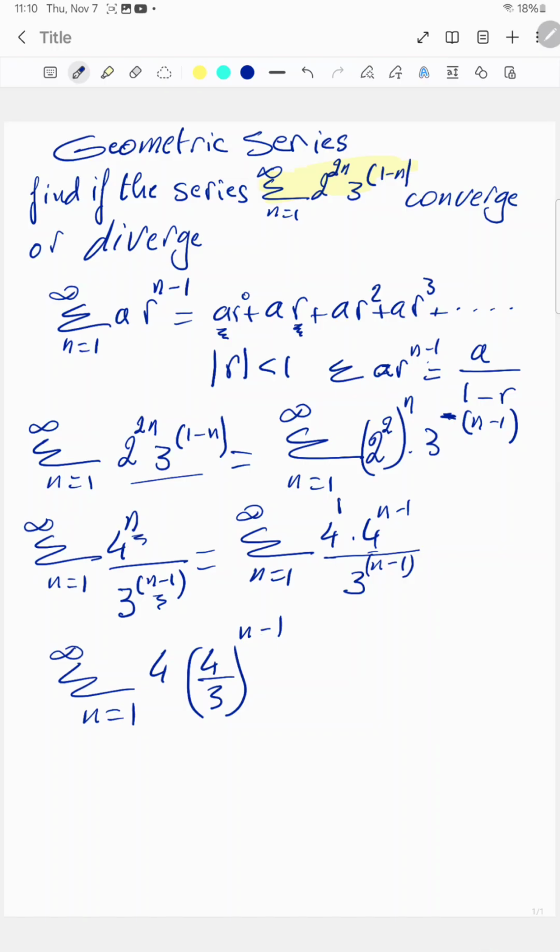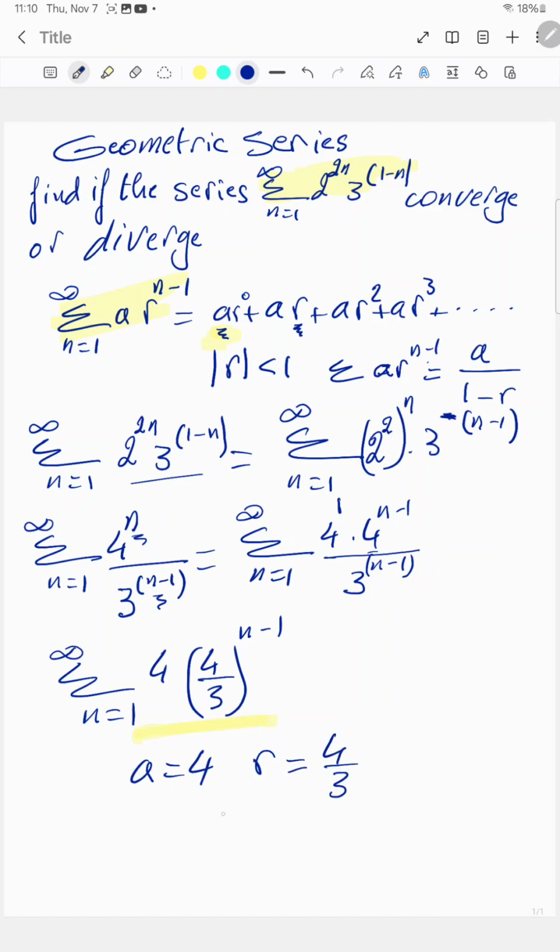If I look at my geometric series definition, the a is 4 to the power of 1. If n equals 1 in that series, I have 4 times 4 divided by 3. If n is equal to 2, it is 4 divided by 3 to the power of 2, then 4 divided by 3 to the power of 3, etc. So it is a geometric series, and I realize that my a is equal to 4 and my r is equal to 4 over 3.